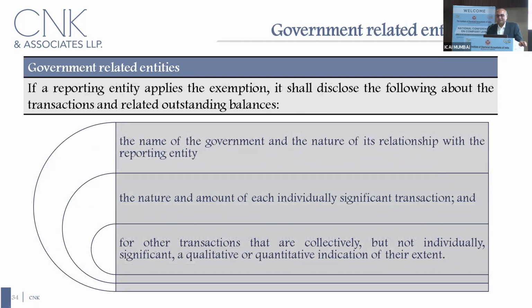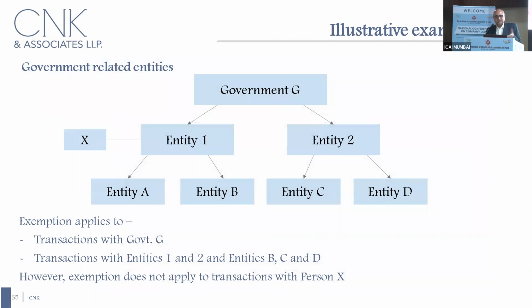So if the reporting entity applies the exemption, it will still disclose about transactions and related outstanding balances. So even if you don't disclose everything, this much will still need to be disclosed as per IND AS 24 for transactions between government entities. Now here you have a very simple government G, X, entity 1, A, B, entity 2, C and D. The exemption applies to transactions with government G, transactions with entities 1 and 2 and entities B, C, and D. Exemption does not apply to transactions with person C, though he may be having ownership in entity 1 and AB and so on.